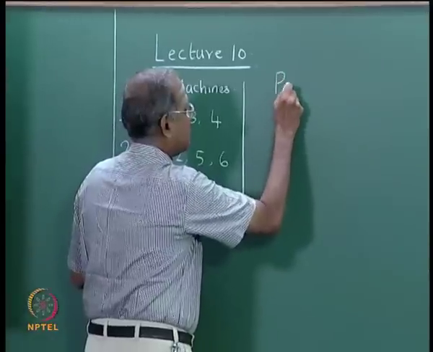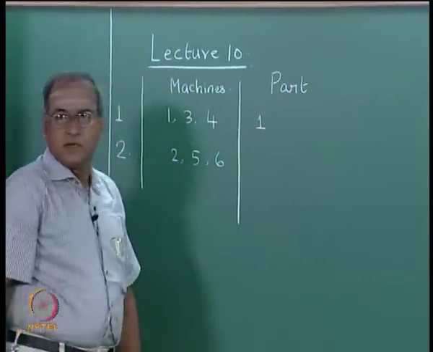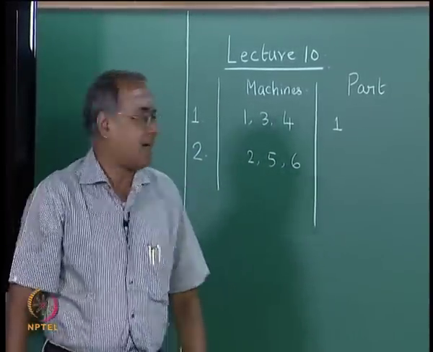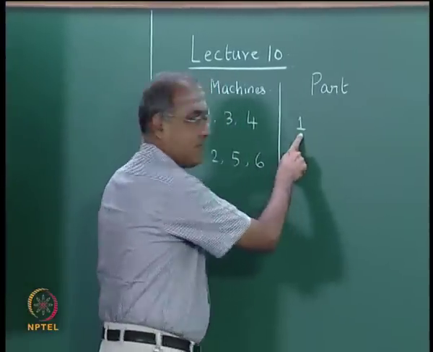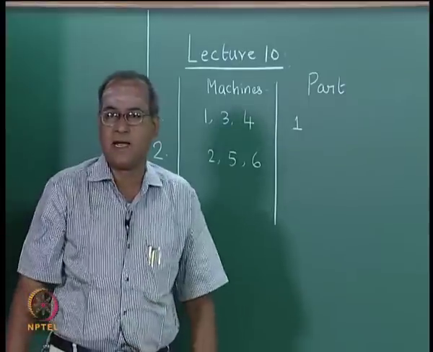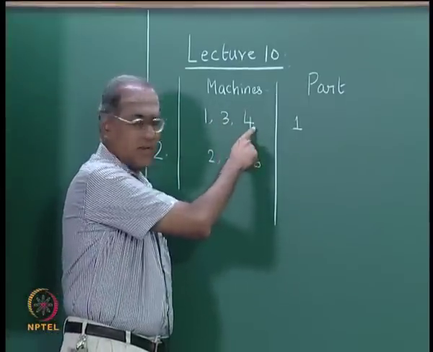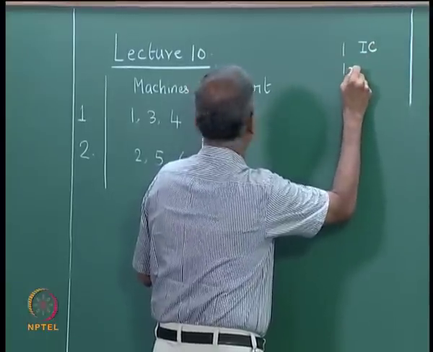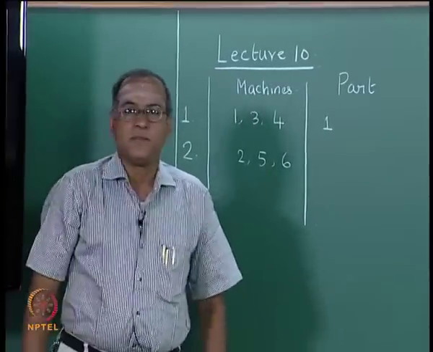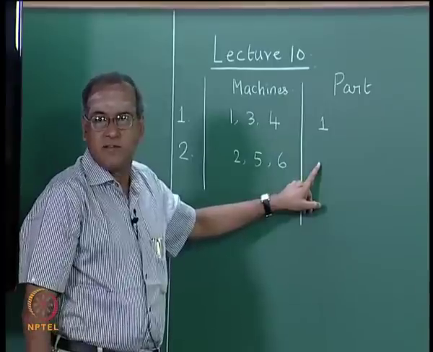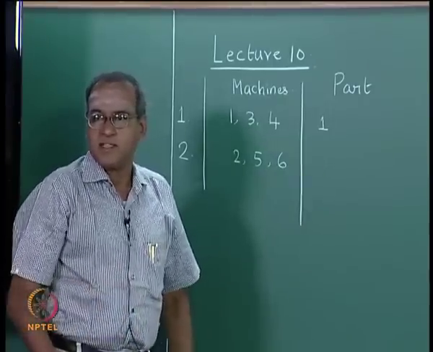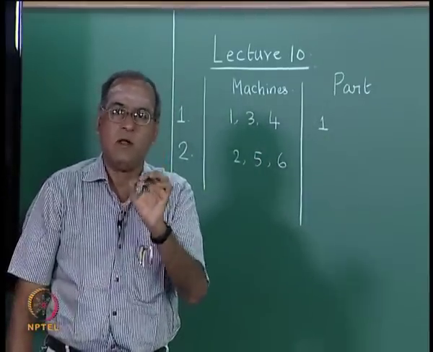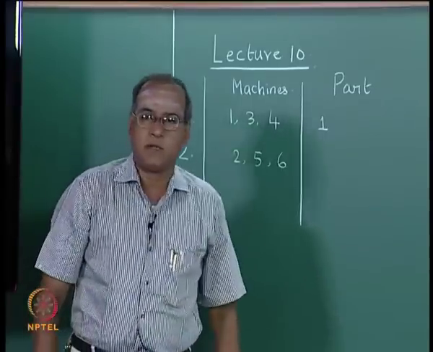So, I will write part here and I will put 1. Part 1 will go to this machine group because it has the maximum number of machines required. Part 1 requires machines 1, 3, 4 and 6. 1, 3 and 4 are here, 6 is not. So, we create one intercell move, which is 1, 2, 6. If we had put part 1 here, then we would have created 3 intercell moves, which is not desirable. Therefore, we will put each part where it either has 0 intercell moves, or has all the requirements, or creates the minimum number of intercell moves.